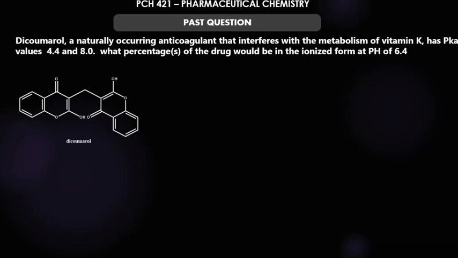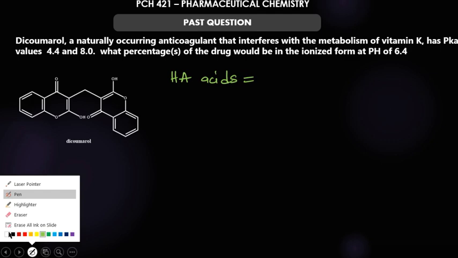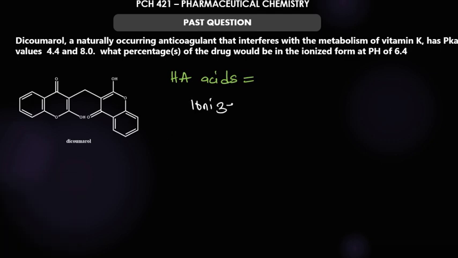Alright guys, in the previous lecture I uploaded, there was a little mistake. We said we have various equations for both acids and bases. For HA acids, the equation we use to get the ionized form is 100 over 1 plus 10 to the power of pKa minus pH, while the unionized form will still be the same, but the only difference will be pH minus pKa.